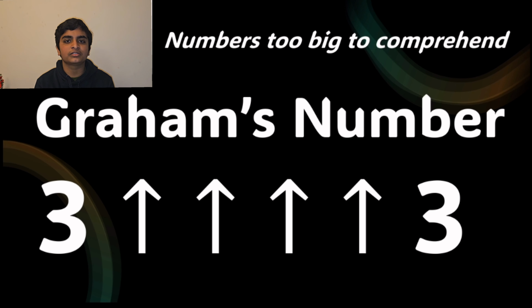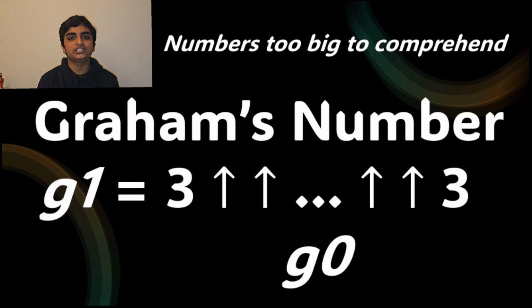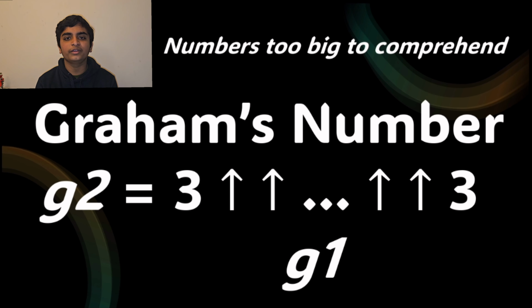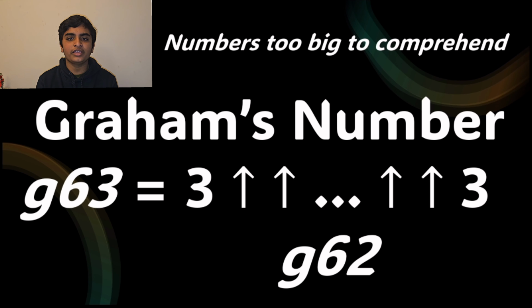Let's assume that 3 hexated to itself equals G0, which means G1 would equal 3, then G0 arrows. Just like G1, we could have G2 with G1 arrows in the middle, and then we can have G3, G4 and so on, until G63, which is Graham's number.